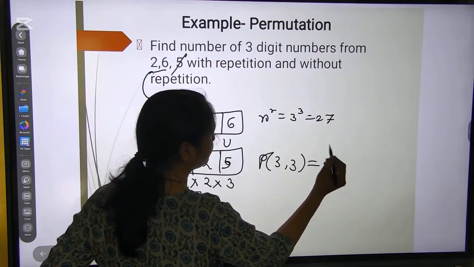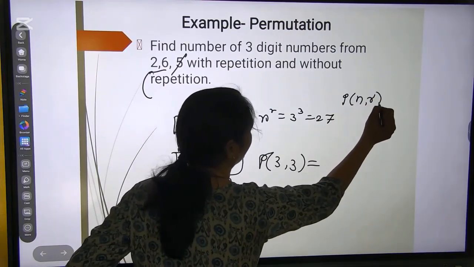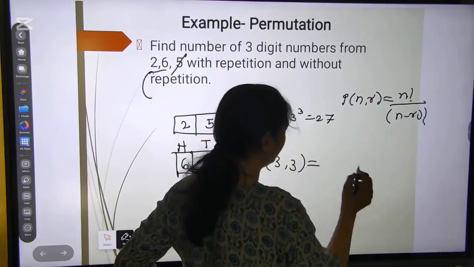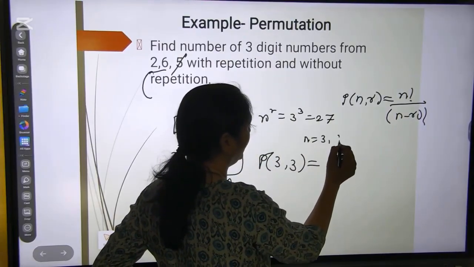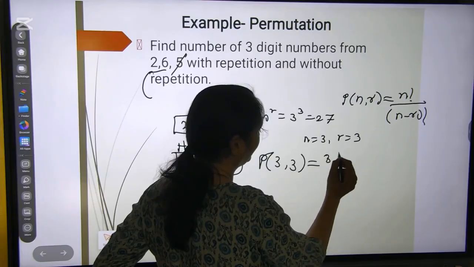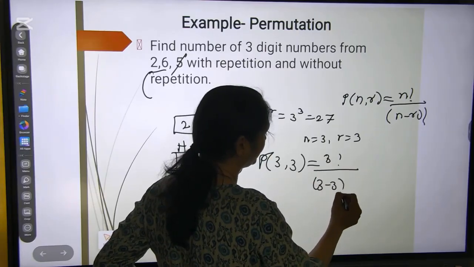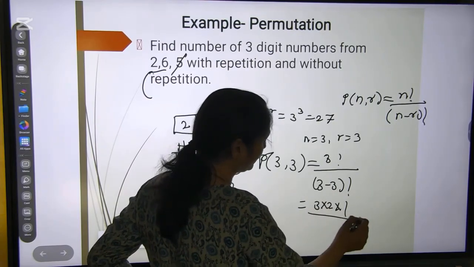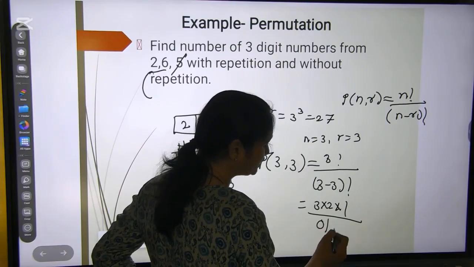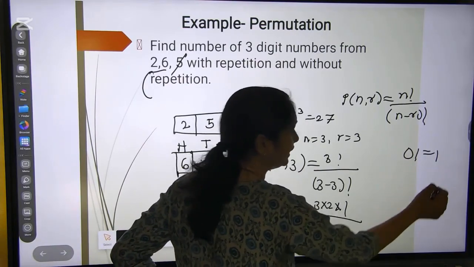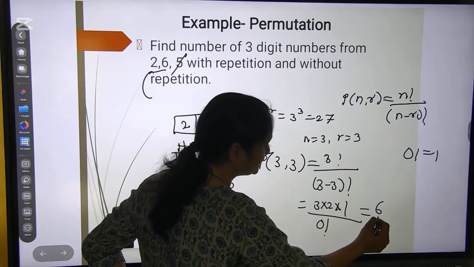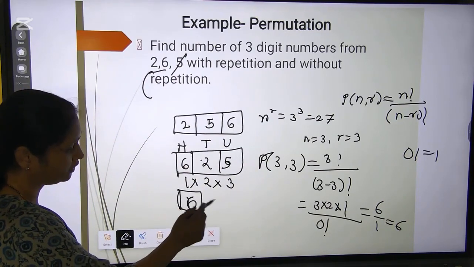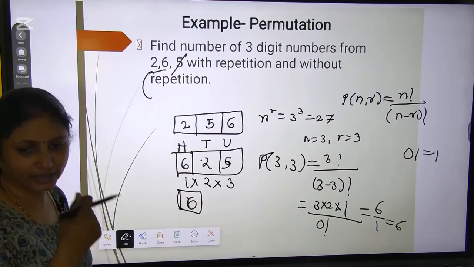So what is the formula? P of n comma r is equal to n factorial upon n minus r factorial. So here we have n equal to 3, r equal to 3. So 3 factorial upon 3 minus 3 factorial. And this is equal to 3 factorial, which is 3 into 2 into 1, upon 3 minus 3, that is 0 factorial, and 0 factorial is nothing but 1. So this is equal to 6 upon 1. So we have 6 choices without repeating any element.